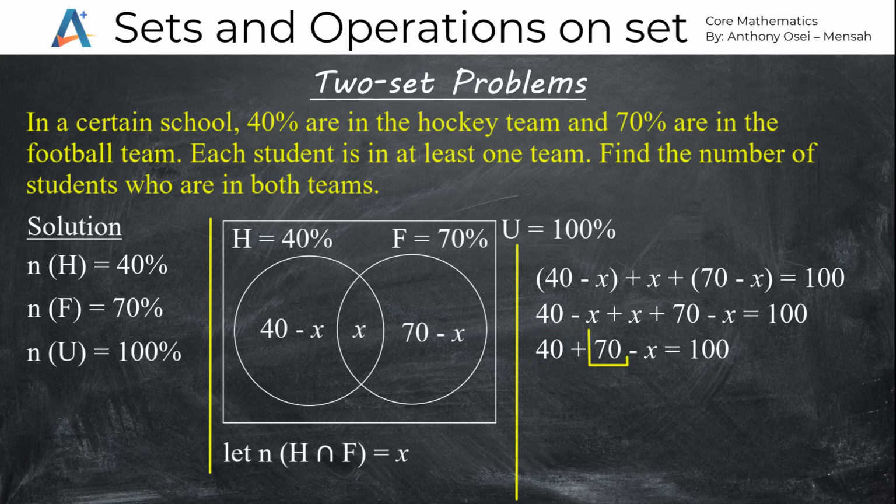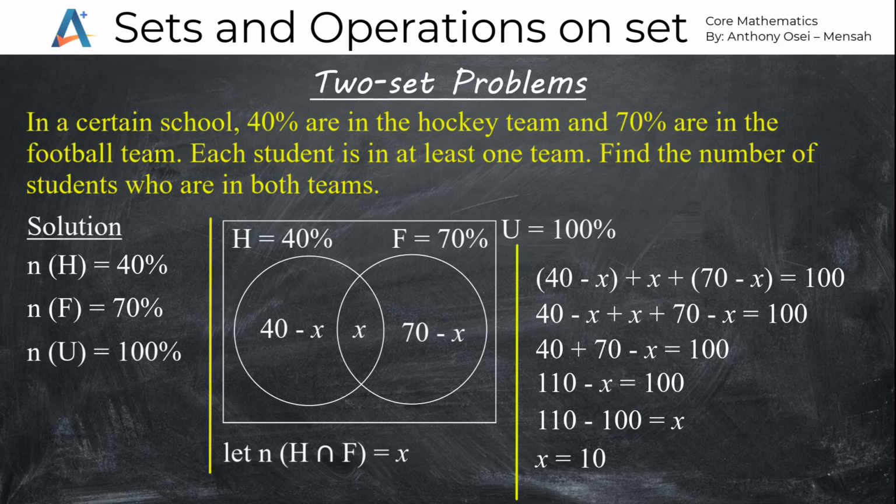Now 40 plus 70 will give us 110. So 110 minus X is equal to 100. Now we'll group like terms, but take note. Negative X will move to the right-hand side to become positive, because we want to avoid a negative for the variable or the unknown. Then 100 will move to the left-hand side to become negative. So this side is going to be 110 minus 100 is equal to positive X. 110 minus 100 will become 10, which is equal to X. So therefore, X is 10.